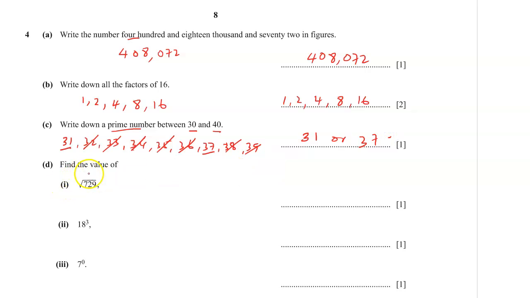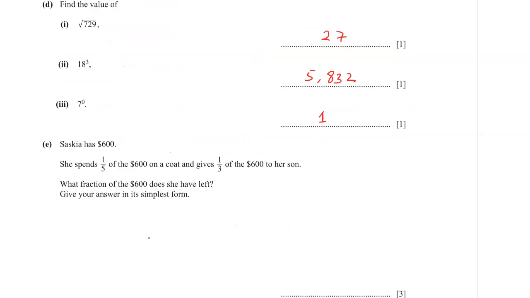Find the value of the square root of this. Get your calculator and work that out. You'll find it is 27. So your calculator here will give you 5,832. This is 1. Any number raised to power 0 is 1.